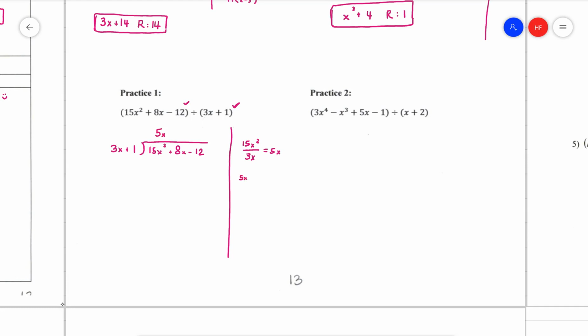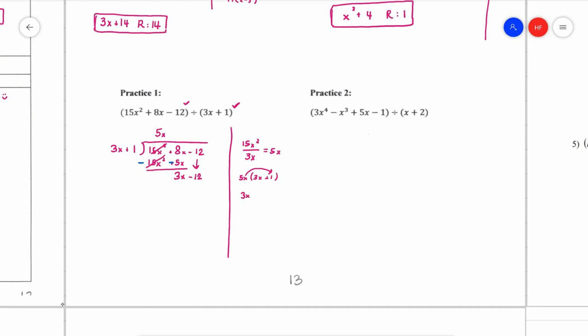We'll take that 5x and multiply by 3x plus 1. Gives me 15x squared. And then 5x times 1 gives me 5x. Remember that we are subtracting, so both of their signs will change. 15x squared minus 15x squared cancels. 8x minus 5x is 3x. Bring down that minus 12.